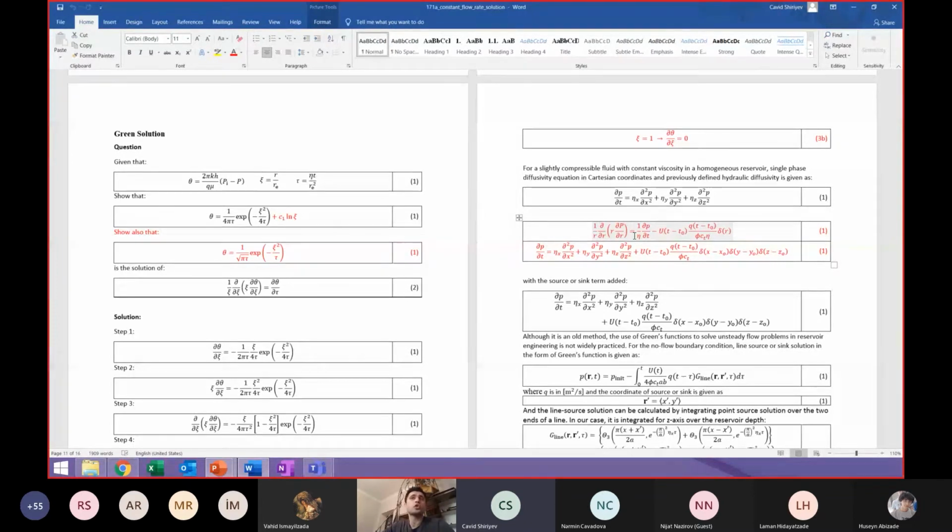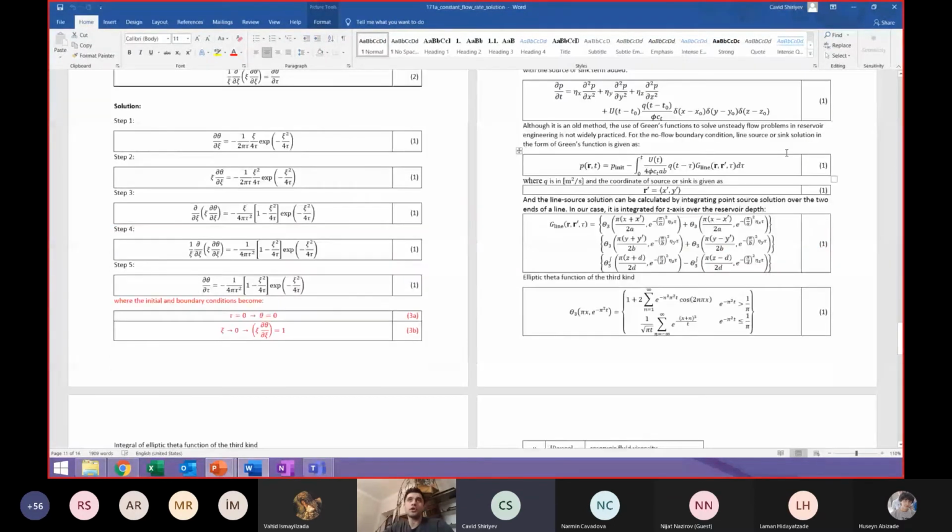So we may also compare our solution to the Green's function that we have for exactly the same problem. I showed the equation that we are going to solve, and also the solutions that we are going to compare. But these are all solutions for the single phase flow.